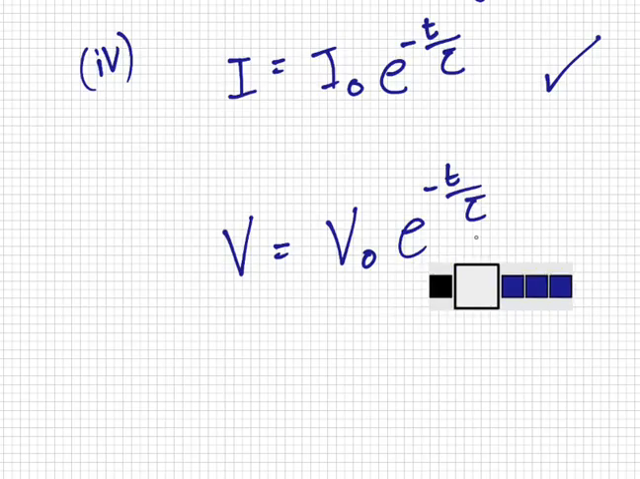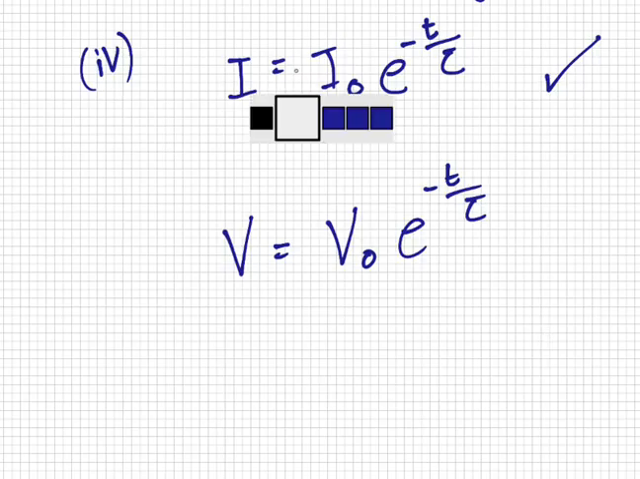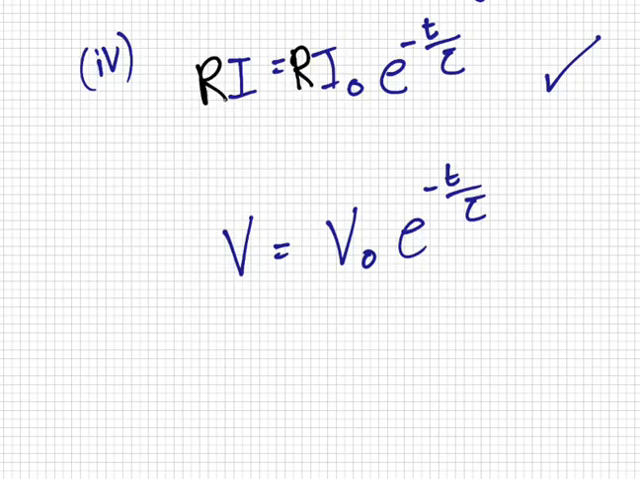I only have blue left. If you multiply both of these sides by R, what does Ohm's law say? V equals IR. So this is the V, and because it's I0, this is the V0, the voltage at the beginning. So you can see that it's the same formula.